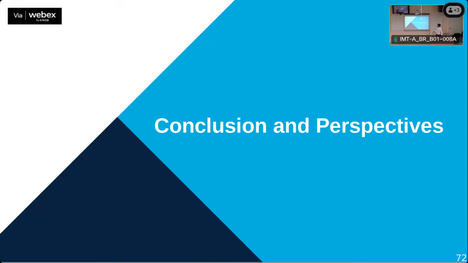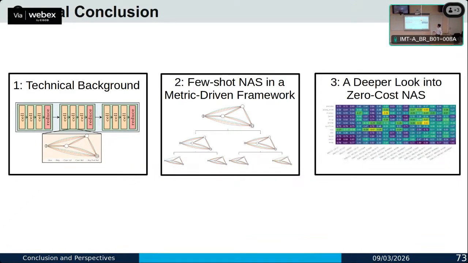So some perspectives about our work. First, a general recap of what we said during this presentation. First, we described the technical background that is important to understand our contributions, including the applications of NAS, the search space, and the sampling methods, and also we described the many families. Then we moved on to our few-shot NAS contribution, where we generalized the few-shot NAS framework in a metric-driven fashion. And finally, we looked at zero-cost proxies and the challenges they face.